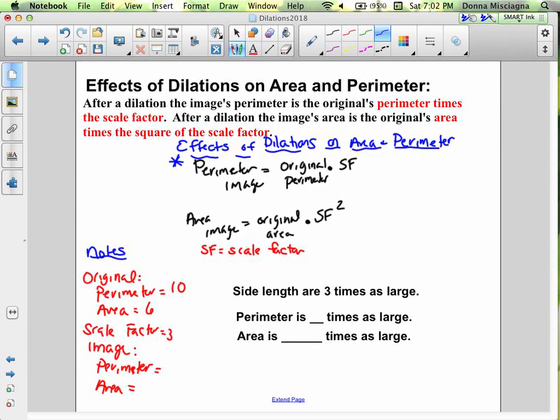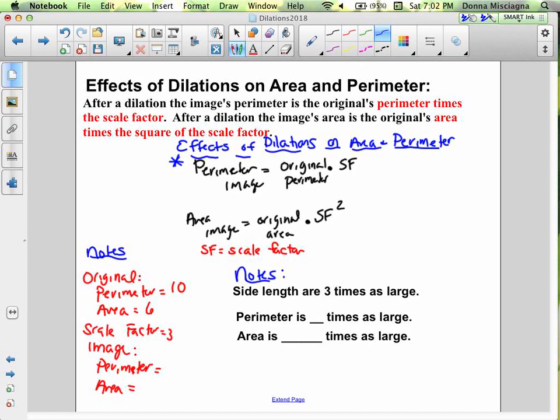All right, so the perimeter of the image is going to be the original perimeter times the scale factor. The area of the image is going to be the original area times the scale factor squared. All right? I want you to add this to your notes and this to your notes. All right, so just a little bit of writing there. You could probably squeeze that in on that space there or above it.